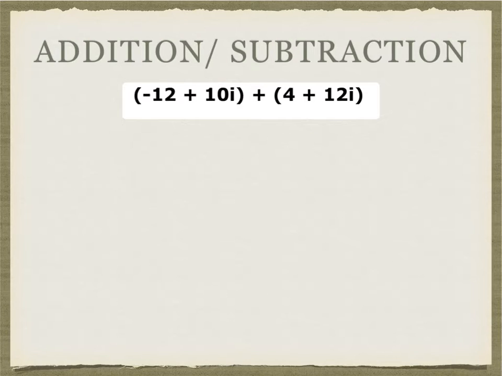So our goal here is to combine like terms. We can only add real numbers with real numbers and complex numbers with complex numbers. So we're going to add the real numbers together first. We get negative 12 plus 4, which is negative 8. And then we add the complex numbers. So we have 10i plus 12i, so it will be plus 22i.